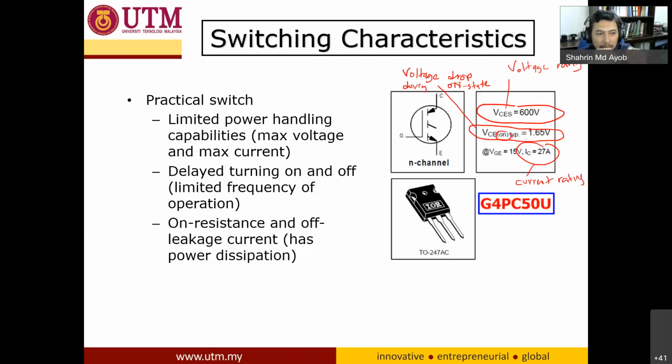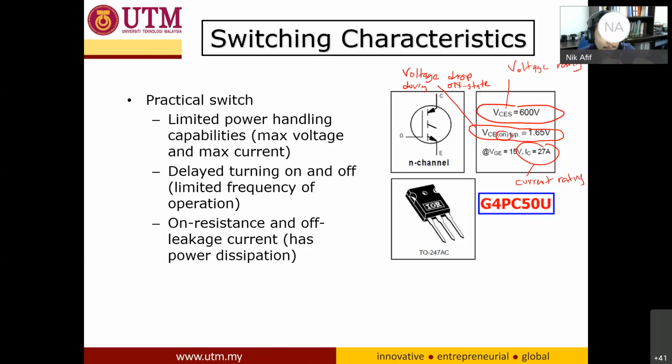So this is the example I want to give you: the difference between the practical switch and the ideal switch. For the ideal switch, meaning for simulation, you don't care whether your cable is good enough to handle that high current or not. But in the real application, there are a lot of considerations that you need to consider.